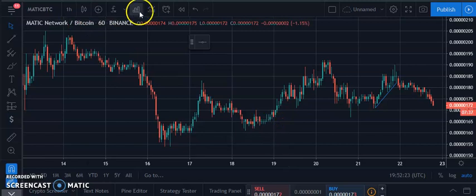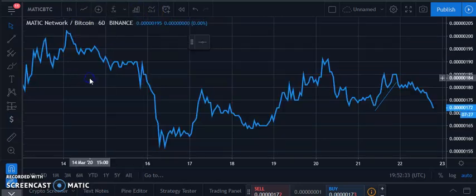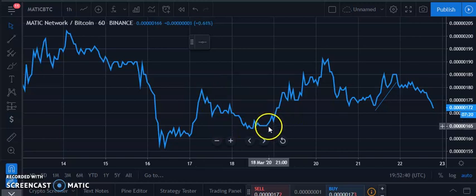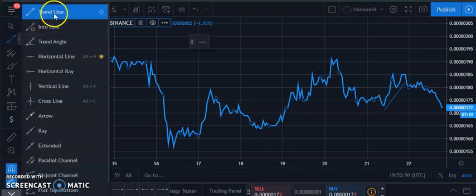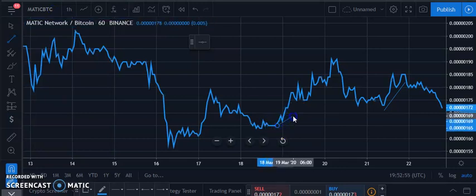Another alternative, if you just want to make it simpler, is to change your chart from a candlestick to a line. You can change it from a candlestick to a line, so it becomes easier. The trend line can just start from here.